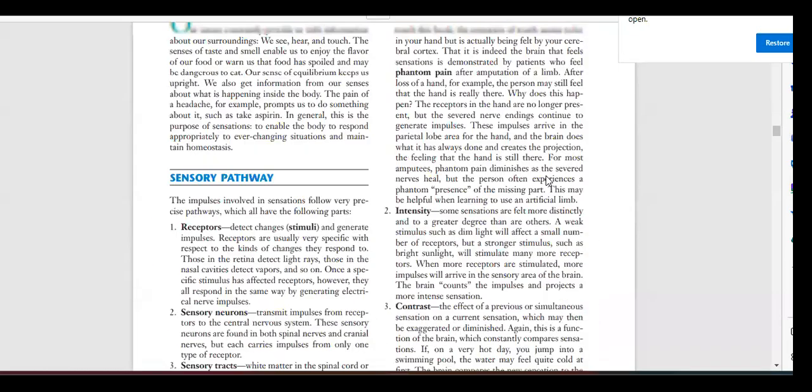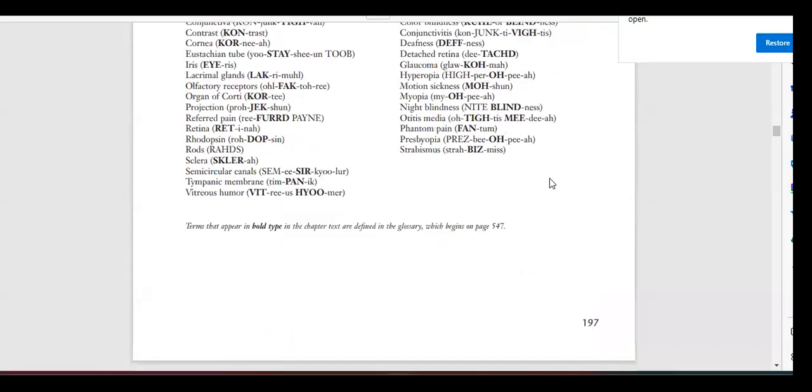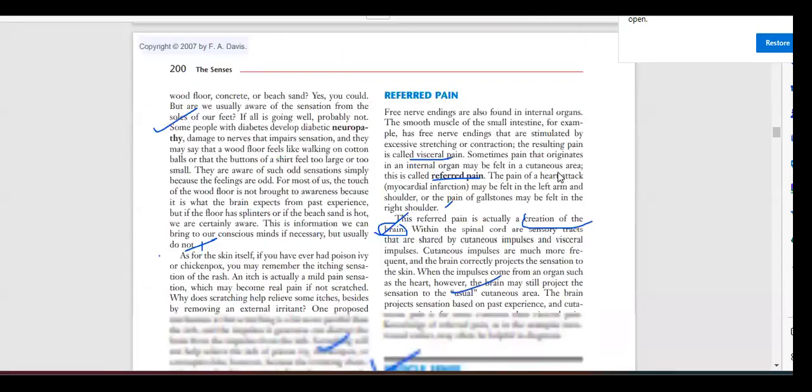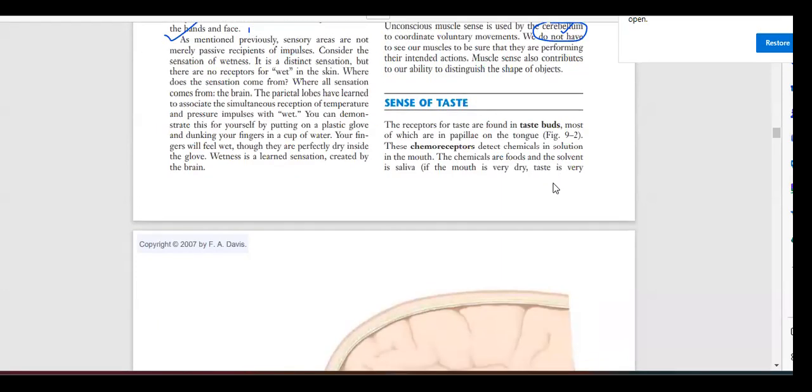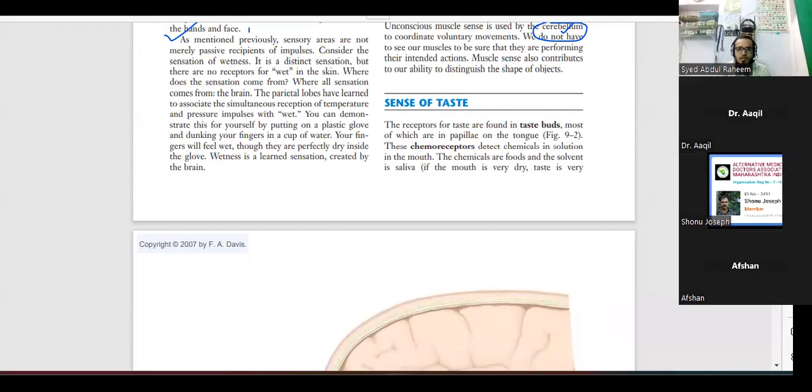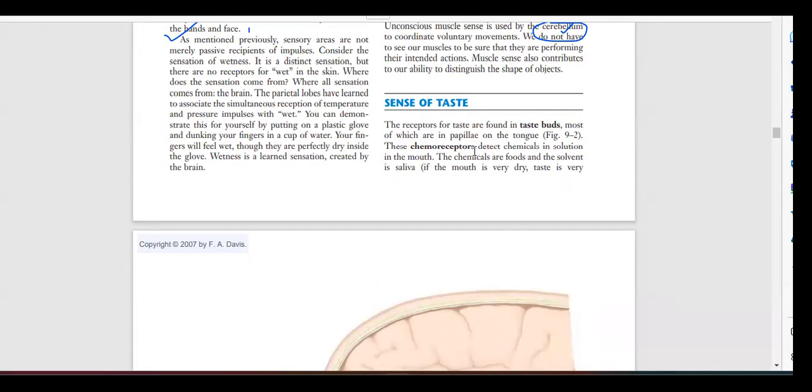So we started the topic, the senses. The basic things are covered. Here we have another sense, that is the sense of taste. So the sense of taste we will talk about today. The receptors for taste are found in taste buds.